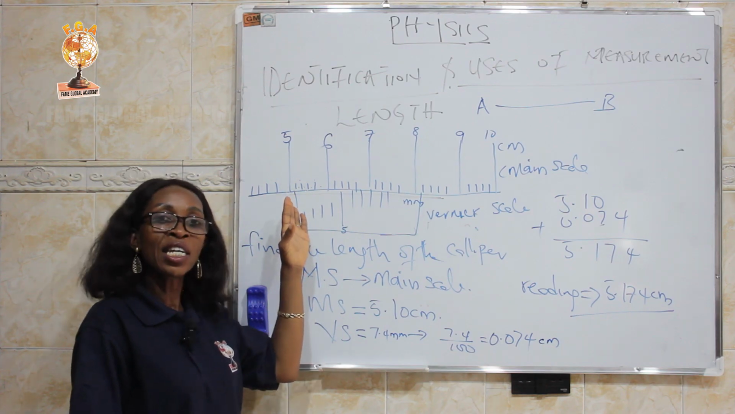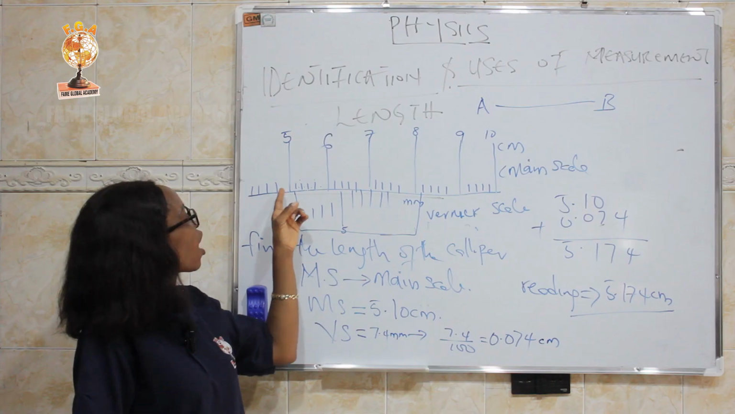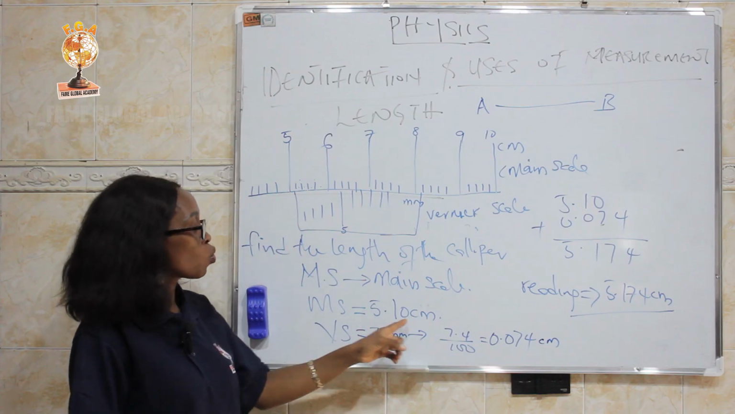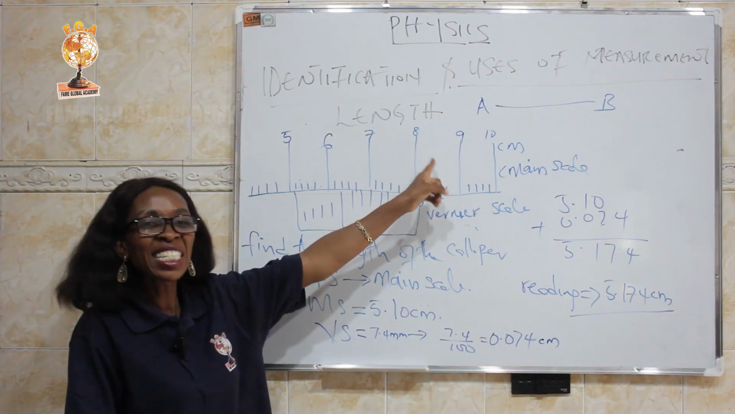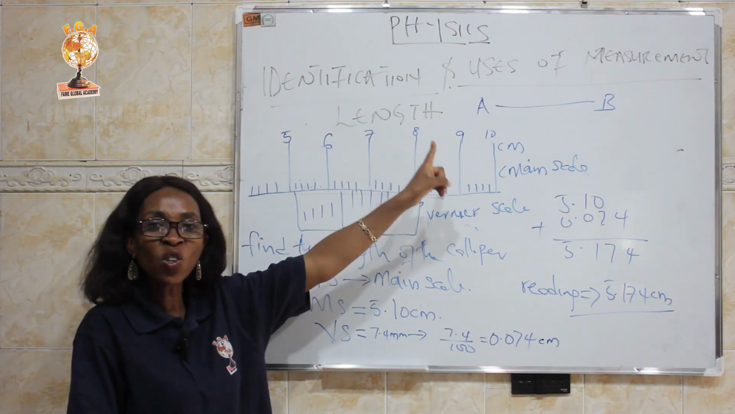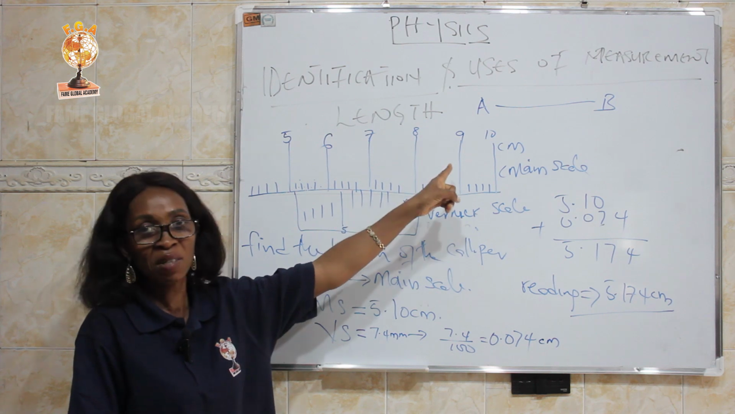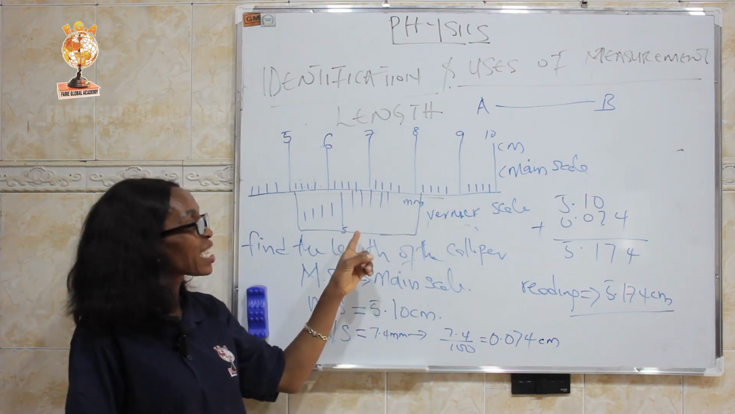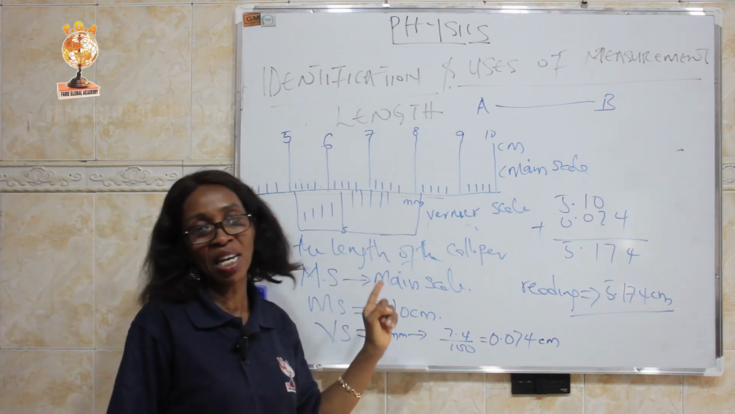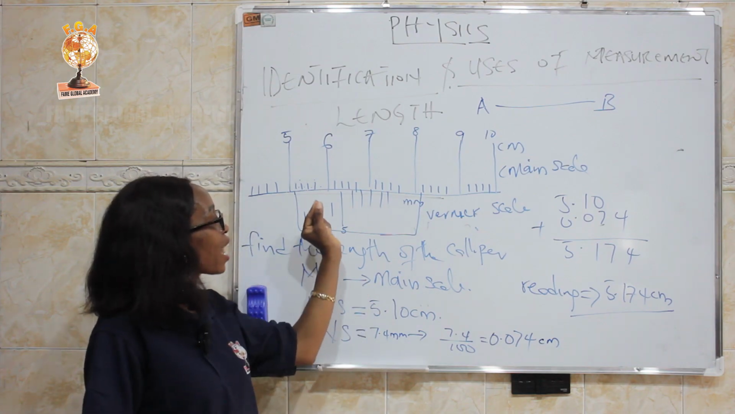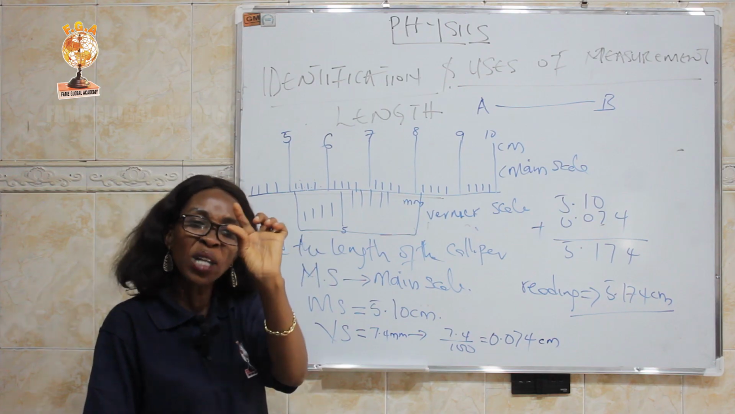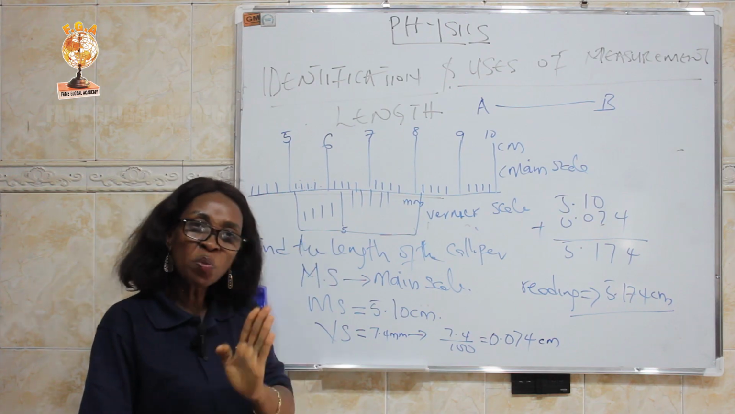From my own here, it is entering at 5.1 centimeters. And I said that the main scale is graduated in centimeters, but the vernier scale is in millimeters. So how do I do that? I check where the main scale line coincides, where these two lines meet. They must meet at a point.